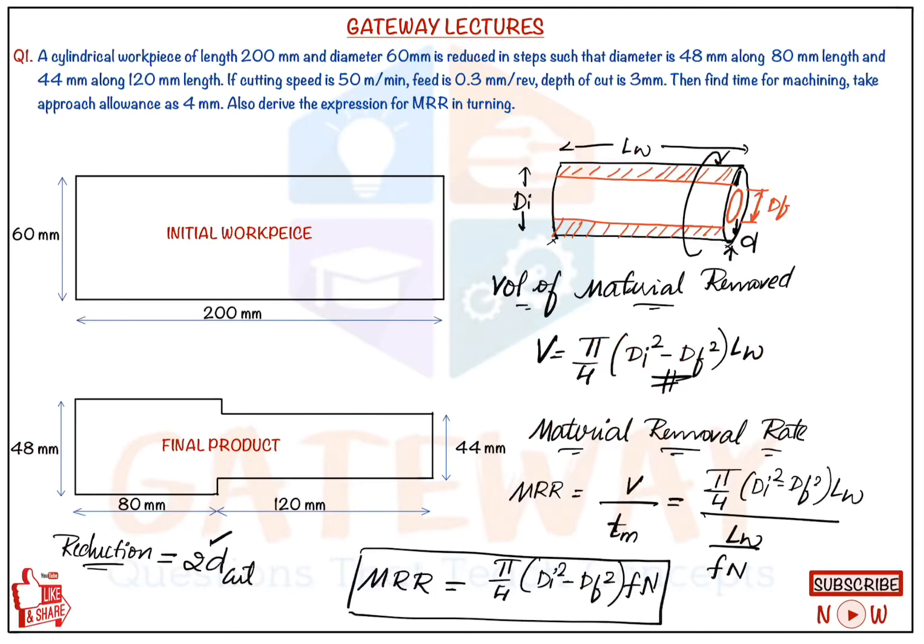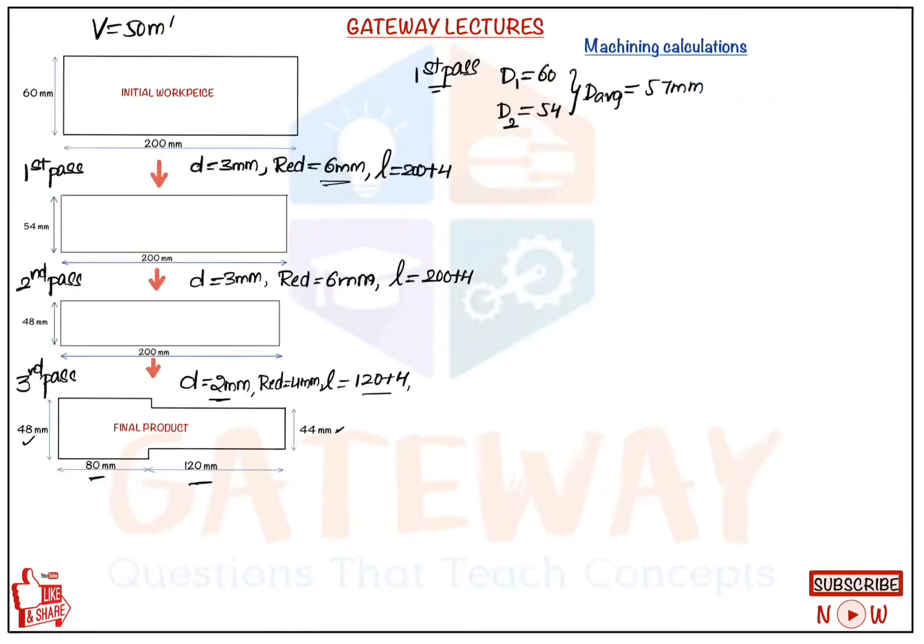The cutting speed is 50 meter per minute, and the feed is 0.3 mm per revolution. This is constant for all the passes. So using d average is equal to 57 mm, we will calculate.